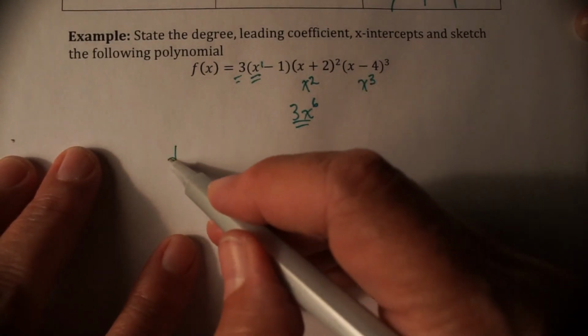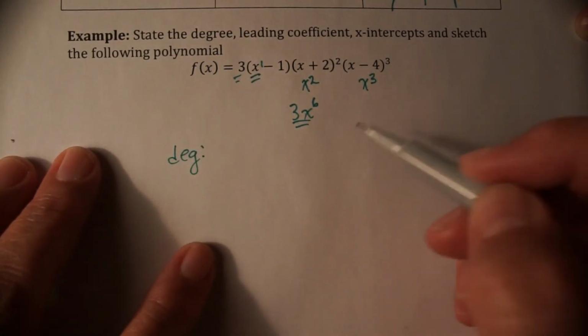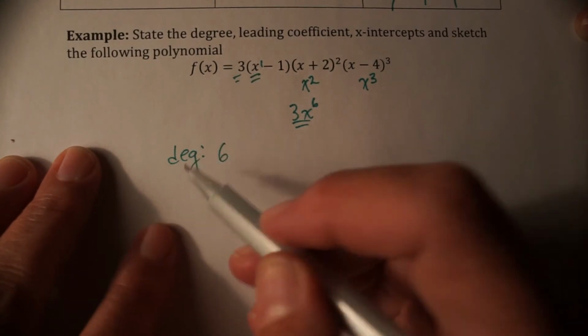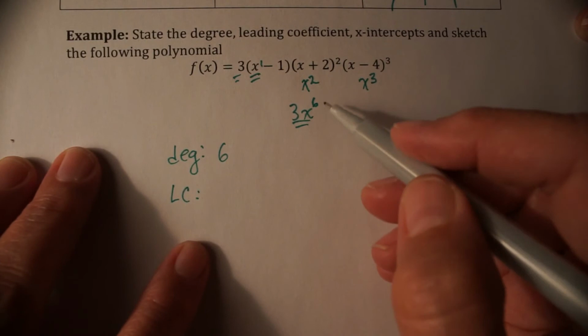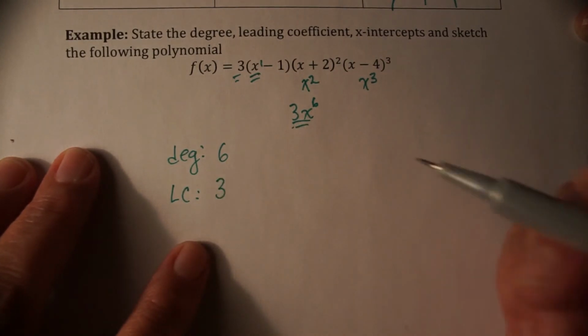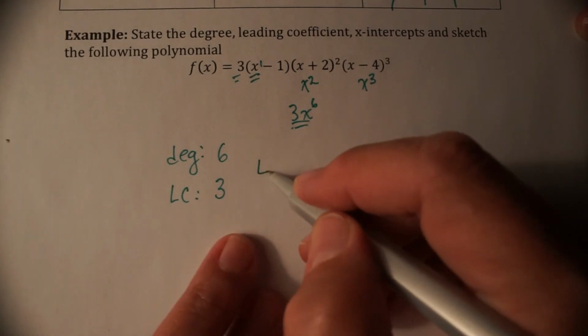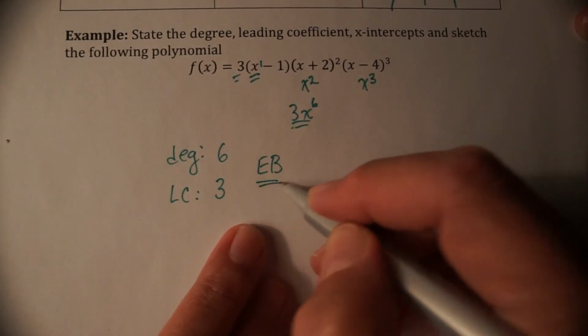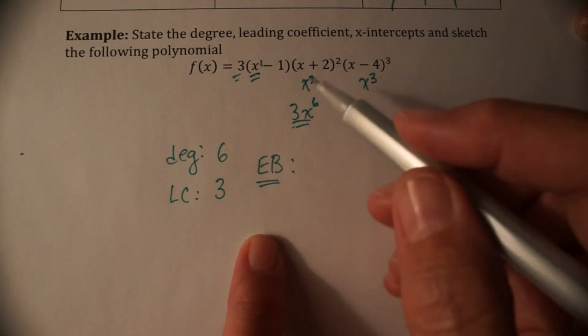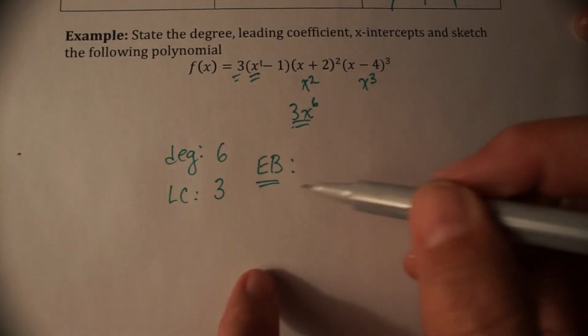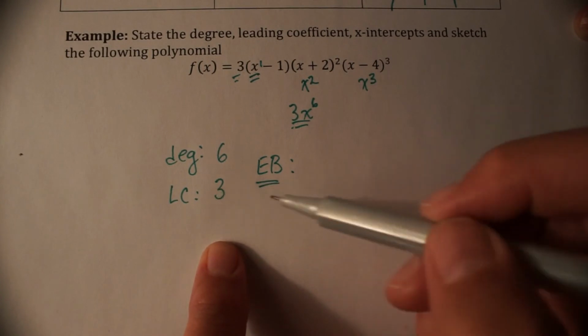So my degree, as the highest power of x, is going to end up being 6, and that's even, and my leading coefficient is the number in front, which is a positive 3. So it doesn't ask for my end behavior, but end behavior is going to be important for my graph. So I'm going to write my end behavior. If it's an even degree, that means they're both going up or both going down, and the leading coefficient is positive, meaning they're both going up.